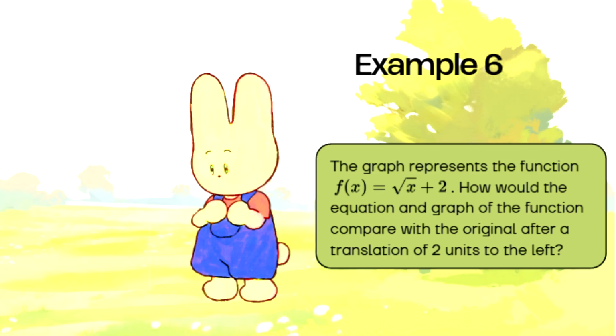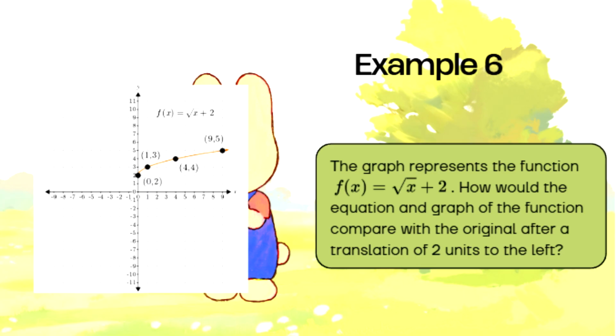Here's example number 6. The graph represents the function f of x is equal to the square root of x plus 2. How would the equation and the graph of the function compare with the original after a translation of 2 units to the left? So now we're moving the opposite direction. And again, it just wants us to walk through this.